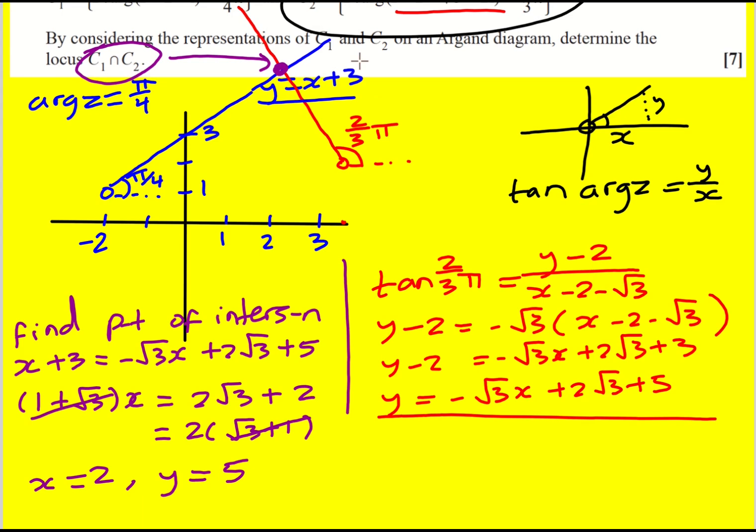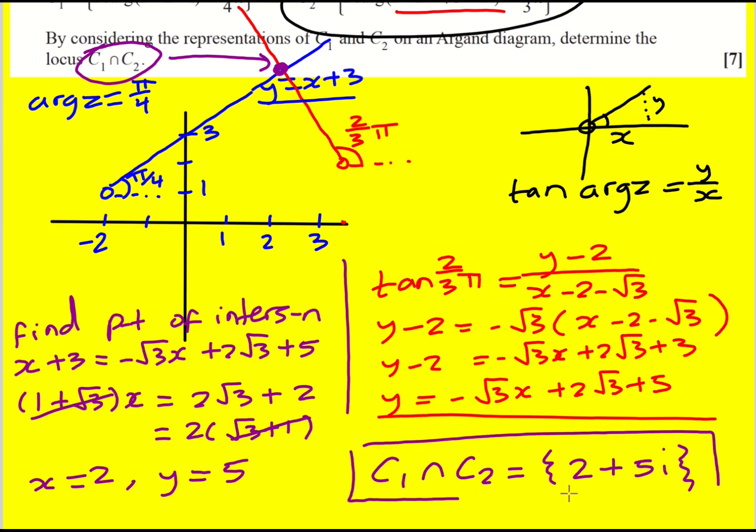So finally, C1 intersected with C2 is going to be simply the set 2 plus 5i. Turn it back into a complex number. That's what we're actually interested in. I can't just leave it as a coordinate, but it's just this single number.